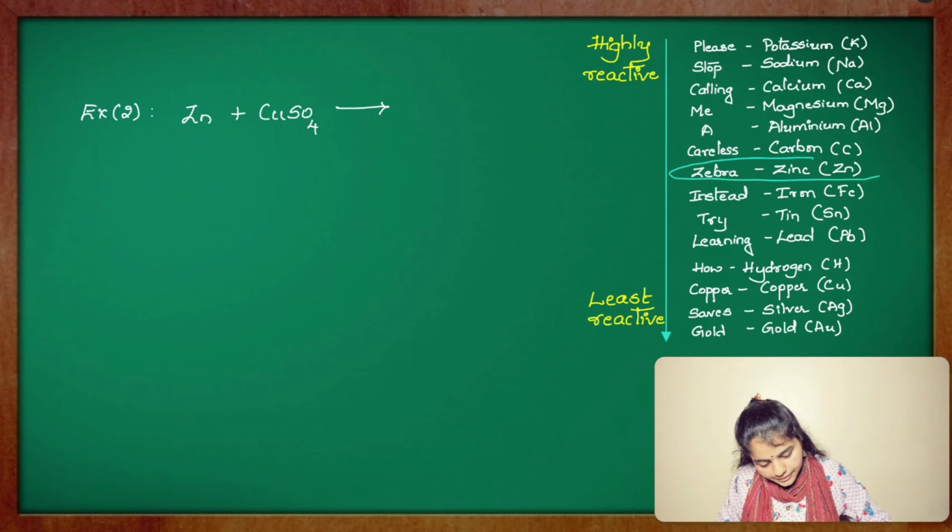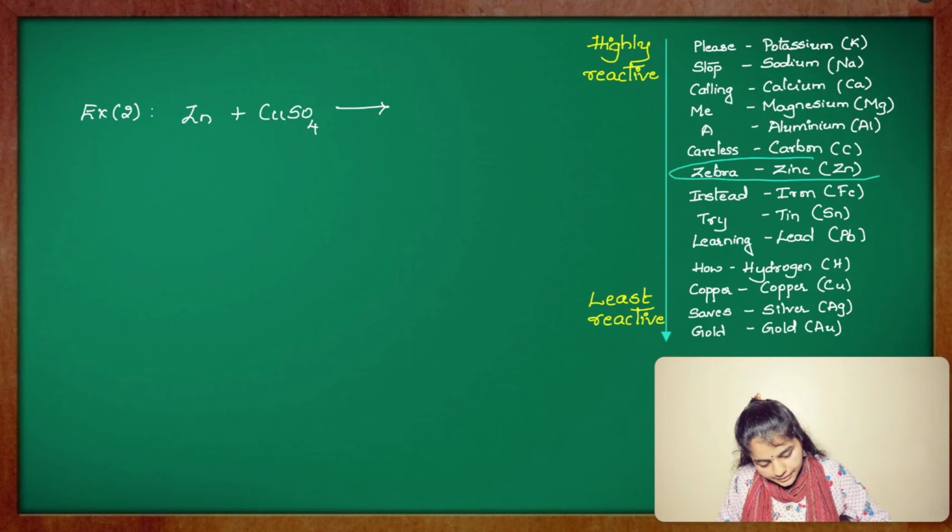Similarly, let me consider another example: can silver displace copper from copper sulfate solution? Let us check with the reactivity series. We see that copper and silver are both present at the bottom of the series, but silver is present below copper. This means that among copper and silver, copper is more reactive. Silver is less reactive than copper.